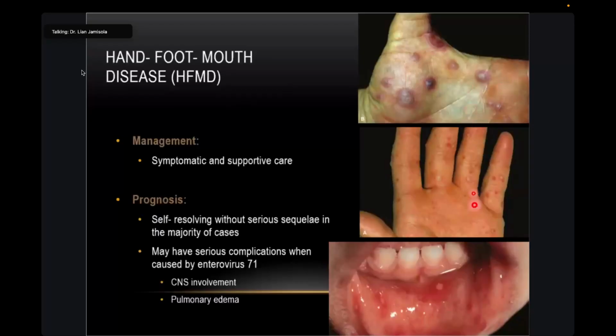So ito, here you see, yan siya, football-shaped. Mas common ito, yung mga ganyan. That one, medyo elongated ng konti. So, symptomatic and supportive care is the management for all naman your viral infections, di ba? It can resolve spontaneously without serious sequelae in the majority of cases. It may have serious complications when caused by enterovirus 71, like CNS involvement and pulmonary edema.